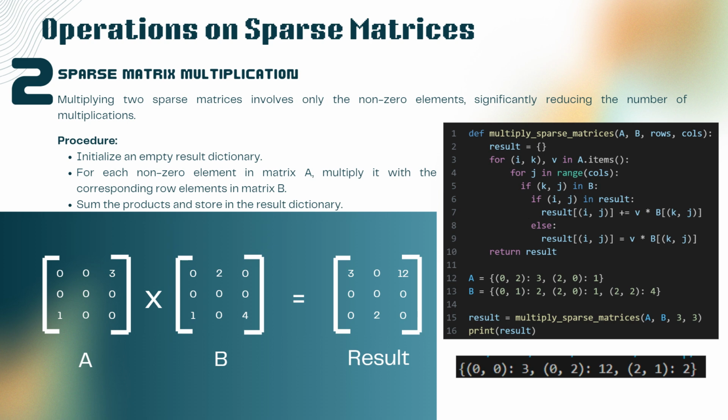If it is satisfied, the result matrix at position i, j will be equal to its previous value plus the multiplication of v with the non-zero value at position k, j in the B matrix, or else the resultant value will be equal to the product of v with the B matrix value at k, j.